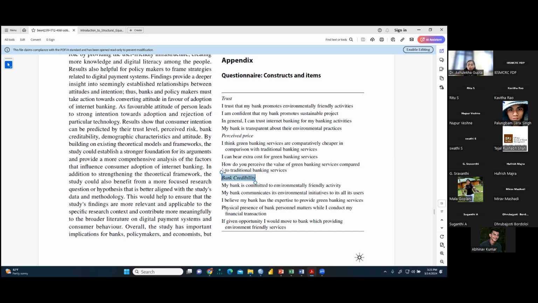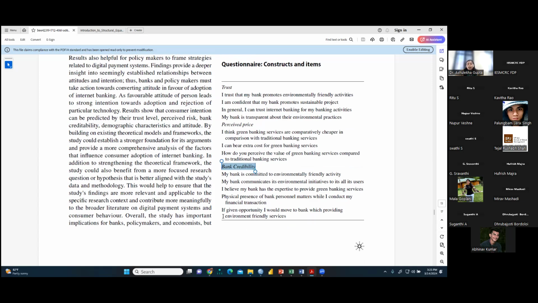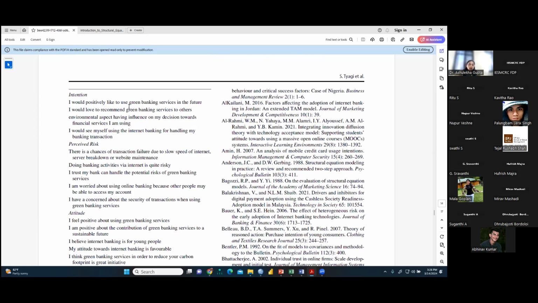And bank credibility and use. Let's say, if given an opportunity, I would move to a bank which provides environment friendly services. All these are the questions. I had created boxes in front of them: strongly agree, neutral, and so on. If you are filling in the question on trust, I trust that my bank promotes environmental friendly activities, you will either agree or disagree, or strongly agree or strongly disagree. You will give your marks or put a sign. Okay, fine, I strongly agree with this point, or not.